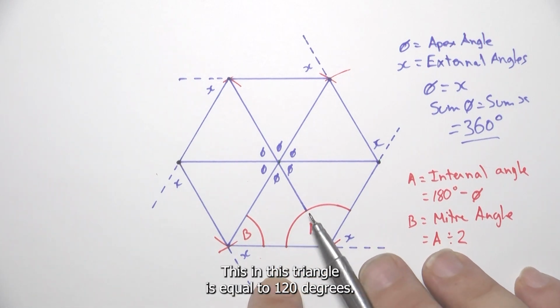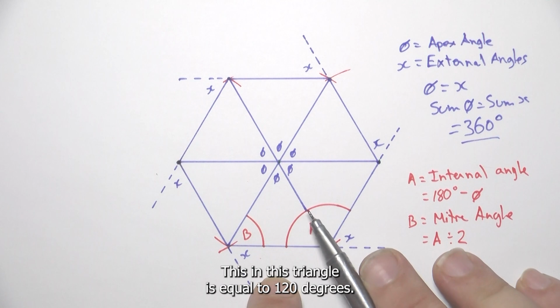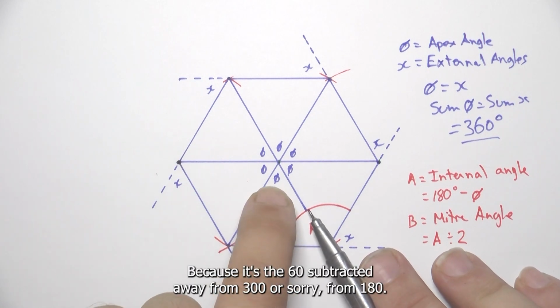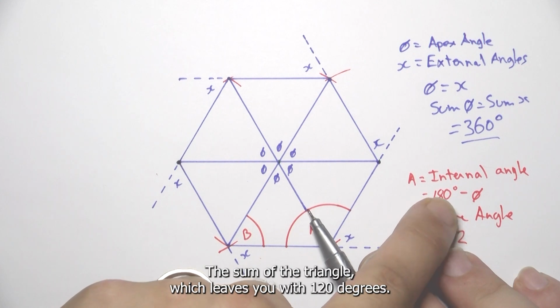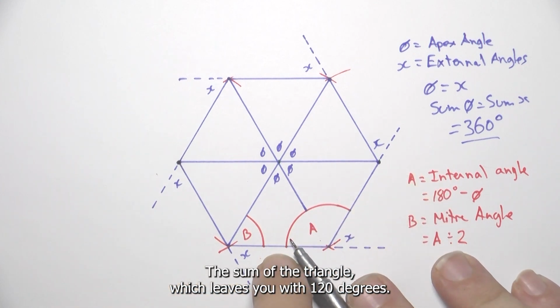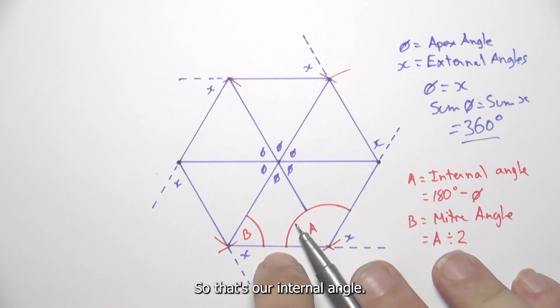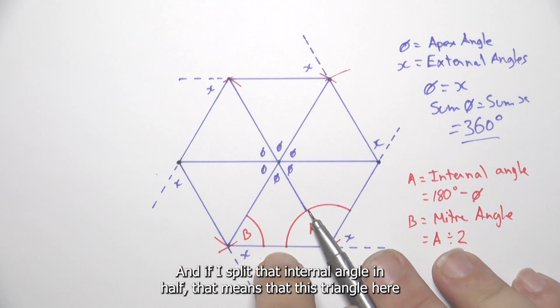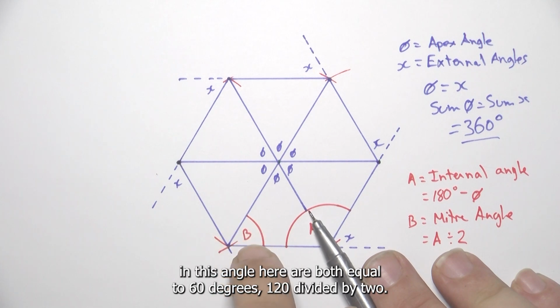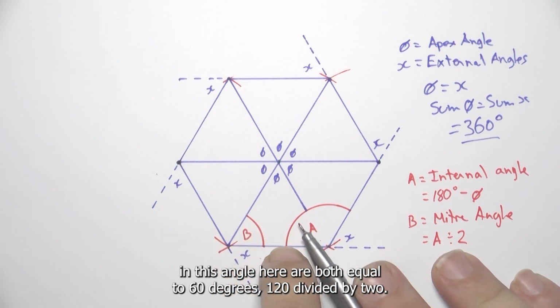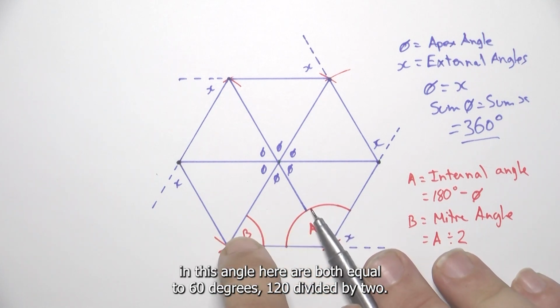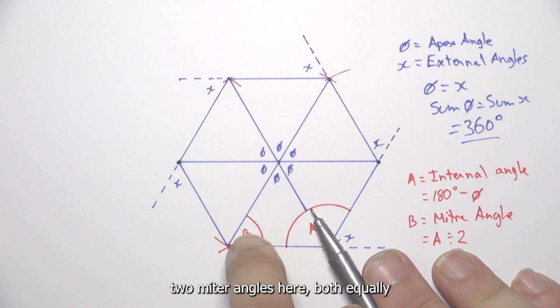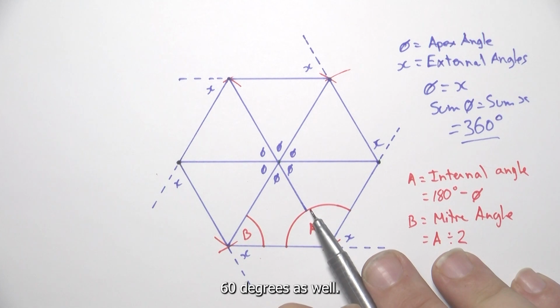In this triangle, A is equal to 120 degrees, right? Because it's the 60 subtracted away from 180, the sum of the triangle, which leaves us with 120 degrees. So that's our internal angle. And if I split that internal angle in half, that means that this angle here and this angle here are both equal to 60 degrees, 120 divided by 2. So we would have 2 mitre angles here, both equaling 60 degrees as well.